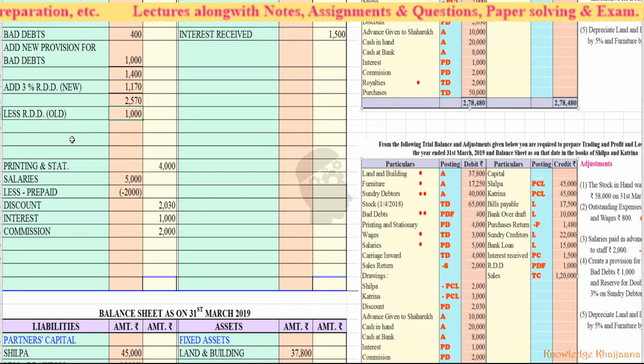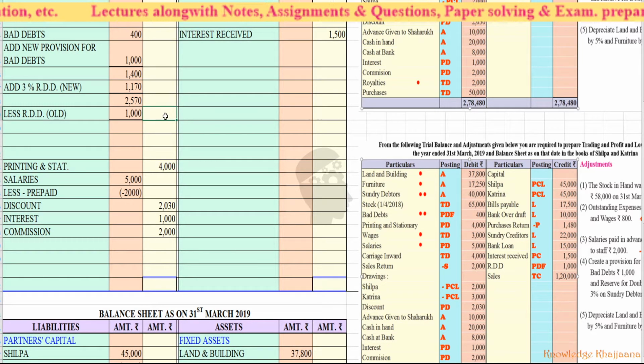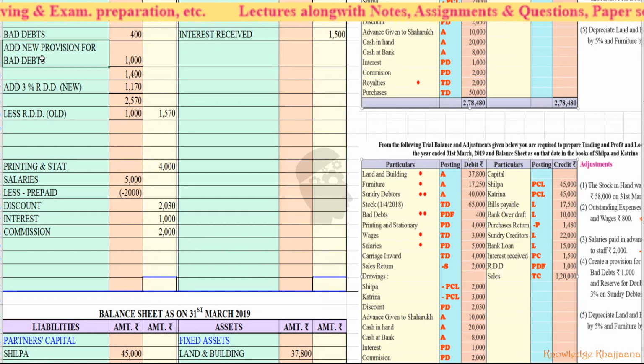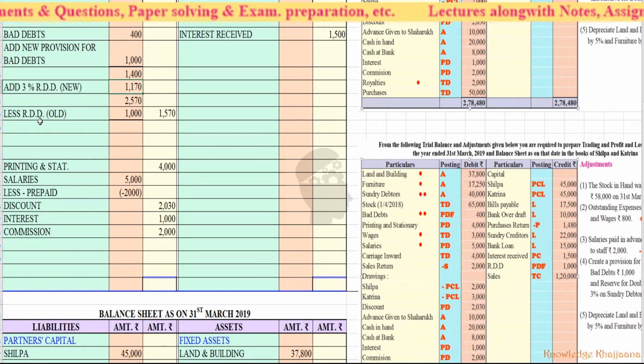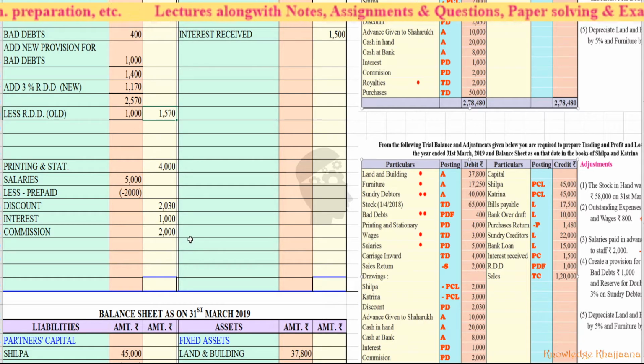Sorry, old RDD. How much was the amount of old RDD? It was rupees 1000. So what is the total value of the bad debts now? It is rupees 1570. Okay. How do we have to calculate it for the bad debts? See, the bad debts which are old, which are given in the trial balance, which are written first in the inner column. Then new RDD or new provisions are written, which are added. Then old RDDs are deducted, which are given in the trial balance. Okay, so this is the final amount of the bad debts. That is 1570 rupees. Okay.